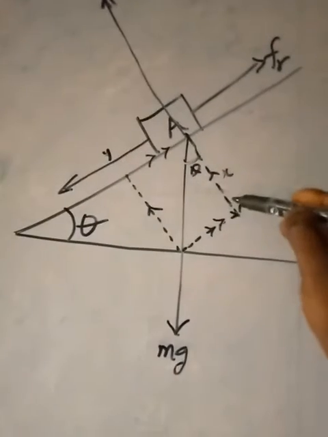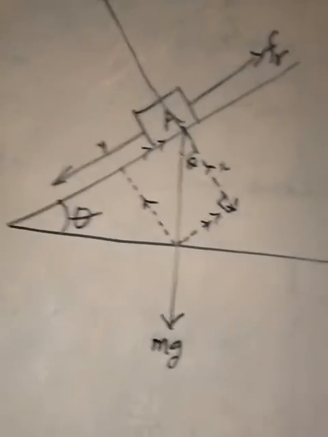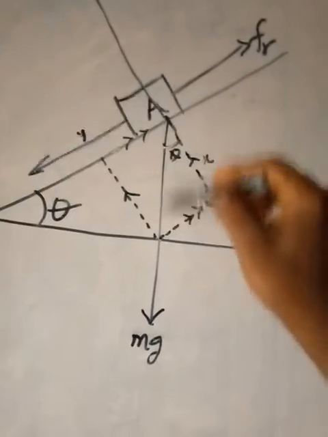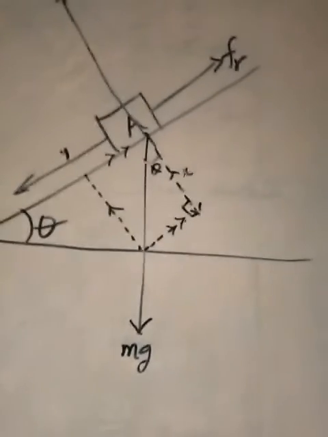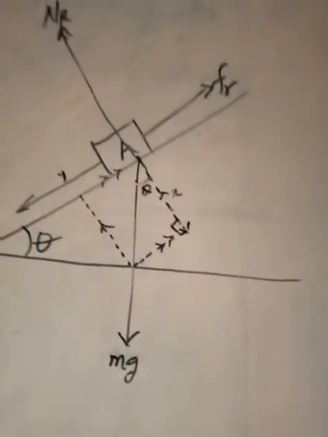So now this angle is 90. Now let's bring out this small triangle that we are seeing here. Let's bring it out. We can now see that we have something like this. This is the triangle.